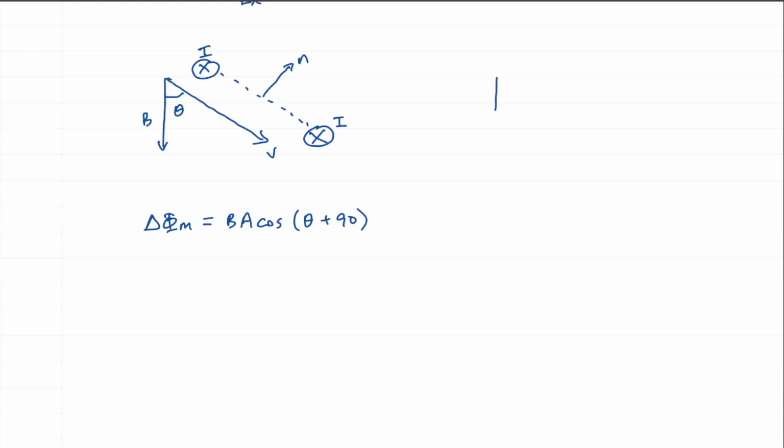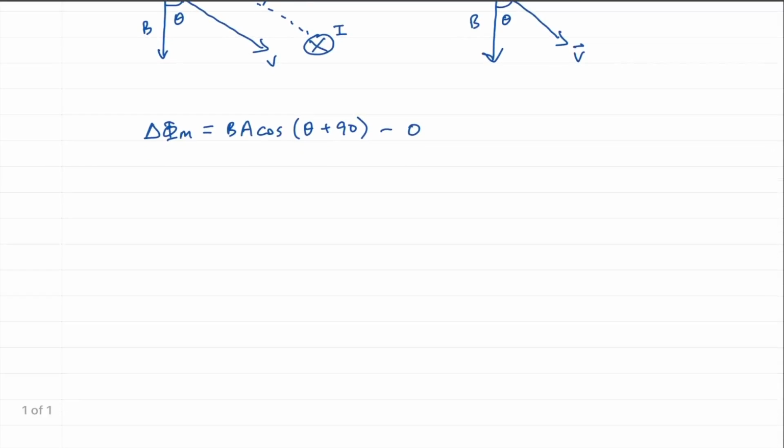So if we draw that over here, we've got B going straight down the page. We've got V going off at an angle like this at theta to the magnetic field B. And then we've got the normal, which is perpendicular to B. So that's why we have the cosine of theta plus 90. Okay? And so at the start, we will have no area enclosed, so we'll have a minus 0. At the end, we'll have the B times the A times the cosine theta plus 90.